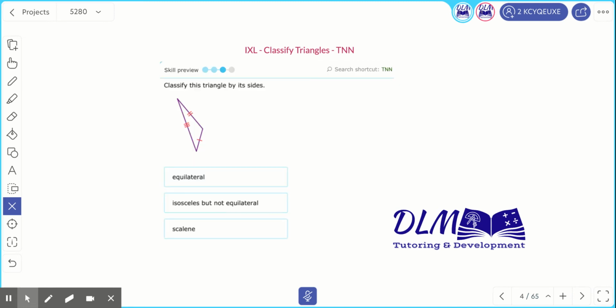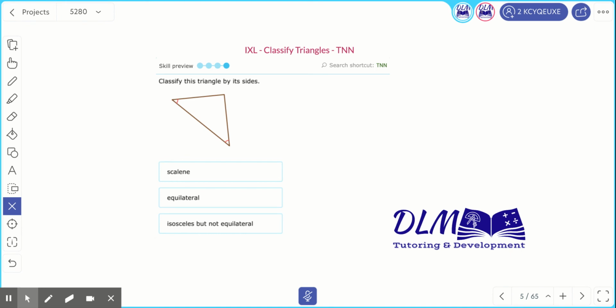Classify this triangle by its sides. It tells me explicitly it wants me to classify it by its sides. Now, notice these markers. These tick marks let you know what side is congruent or equal to another side. Since we can see that there is 1 here, 2 here, and 3 here, this is telling us that none of these sides are equal to each other. Given that none of the sides are equal to each other, this is a scalene triangle. Let's take a look at our last one.